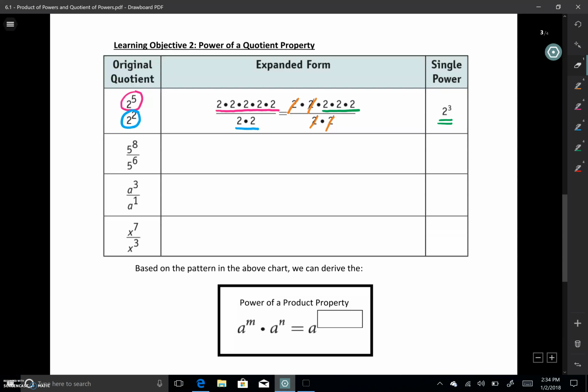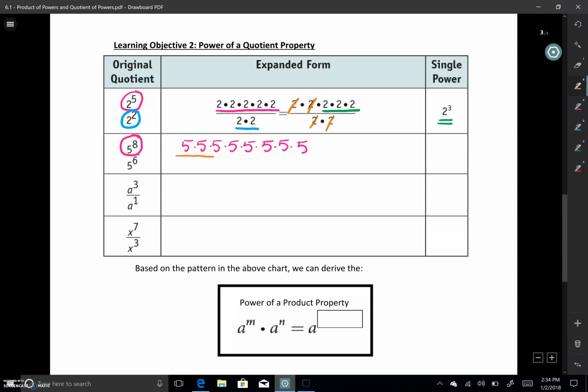So let's do the second one together as well. I first have 5 to the 8th. So that's going to be 5 times itself 8 times: 1, 2, 3, 4, 5, 6, 7, 8.